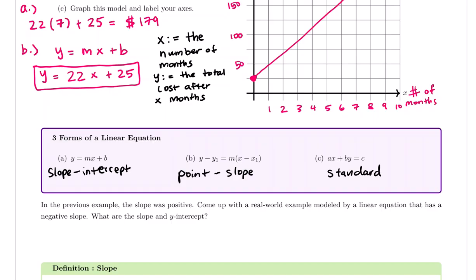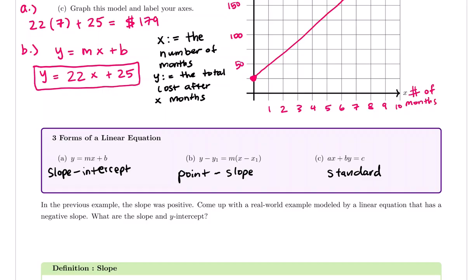And we use these for various things. The slope-intercept form is helpful in terms of graphing. The point slope is helpful if we are given a point on the line and the slope, and then standard form we will often use for systems of linear equations. Now, in the previous example, the slope was positive. Come up with a real-world example modeled by a linear equation that has a negative slope. What are the slope and the y-intercept?